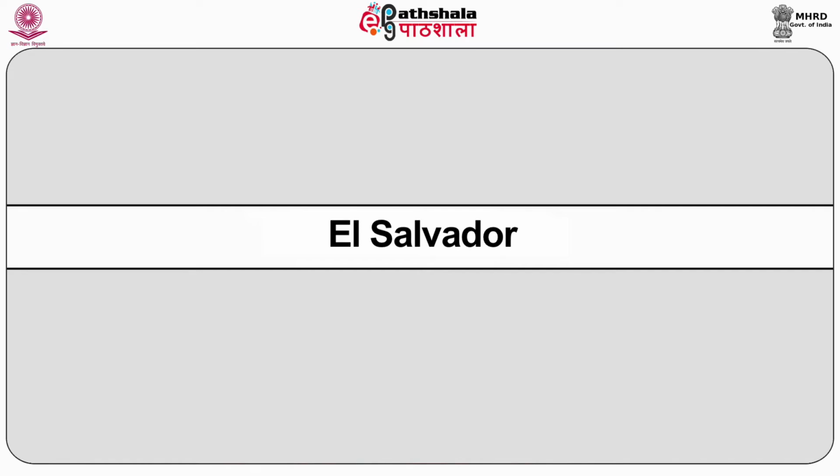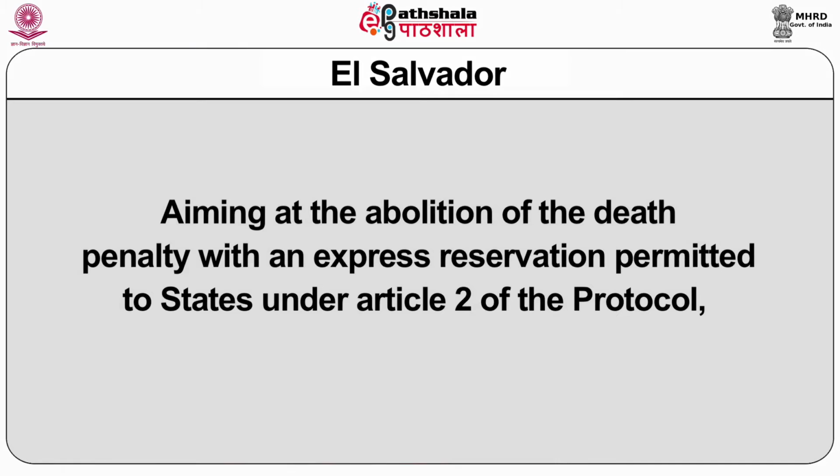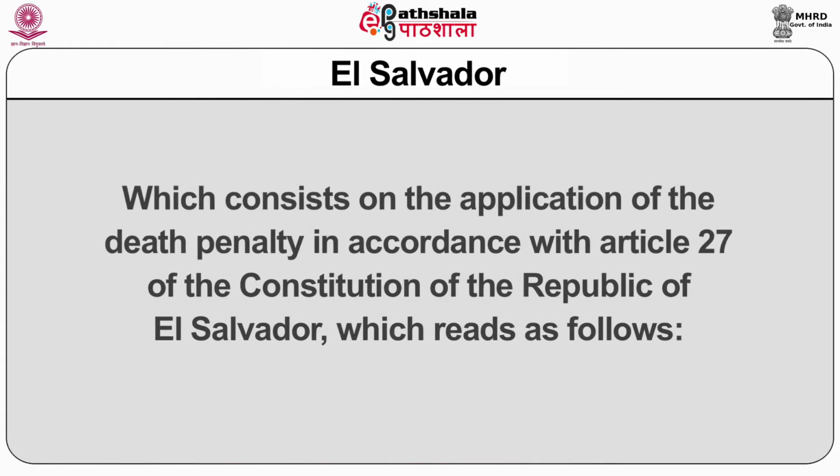The next extract that I am going to read for you has been submitted by El Salvador, and it's their reservation. The government of the Republic of El Salvador accedes to the second optional protocol to the International Covenant on Civil and Political Rights, aiming at the abolition of the death penalty, with an express reservation permitted to states under Article 2 of the protocol, which consists of the application of the death penalty in accordance with Article 27 of the Constitution of the Republic of El Salvador, which reads as follows.